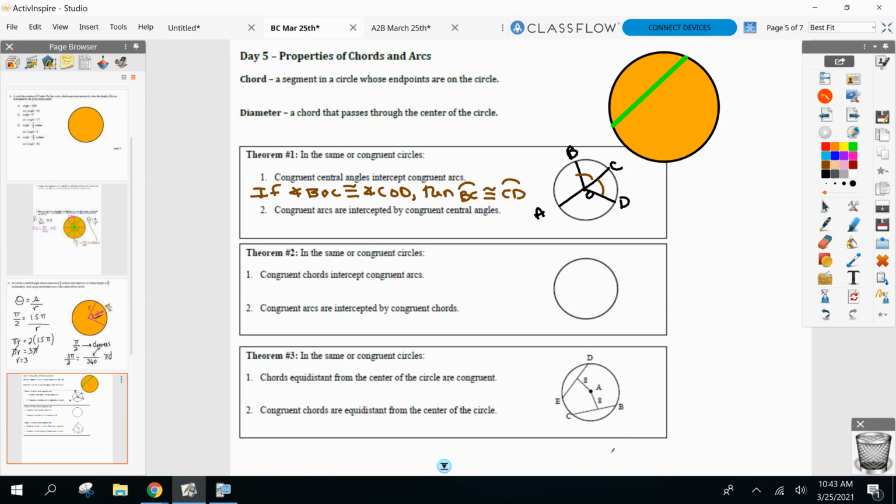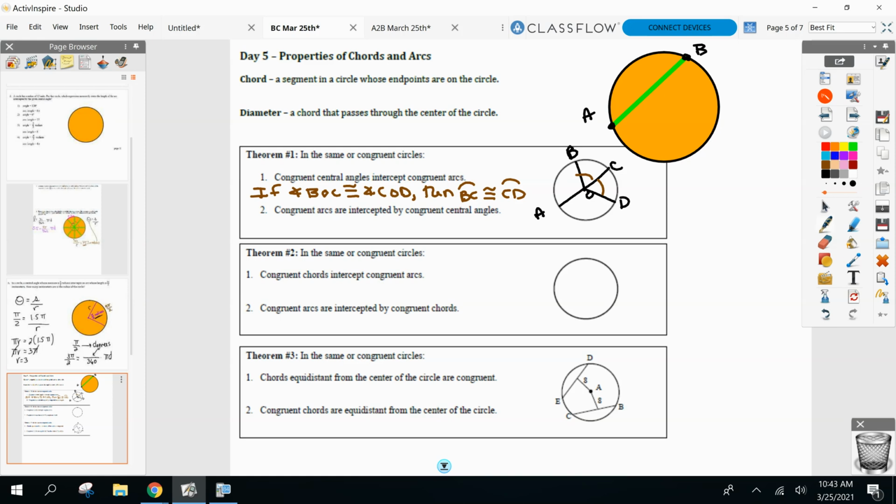Theorem 2 involves chords. You guys remember a chord? It's a segment in a circle where the endpoints have to be on the circle, right? So chord AB. We all remember that. Can a diameter be called a chord? Yeah, it just goes through the center. It's the longest chord, remember, too. So here's what theorem number 2 is saying. If the chords are congruent, so are the arcs.